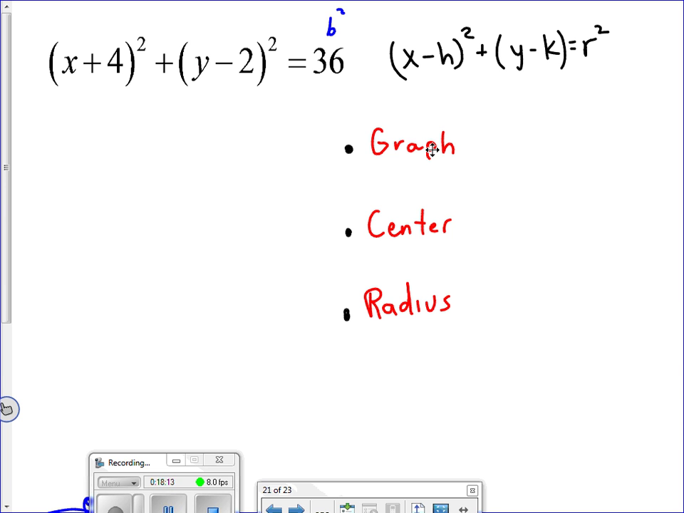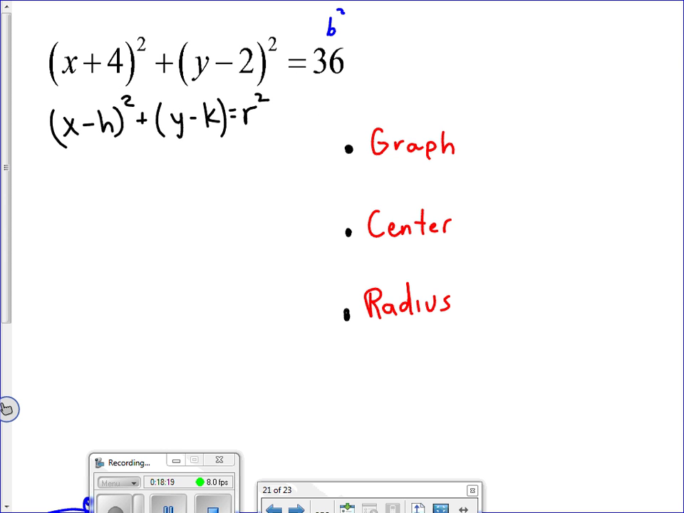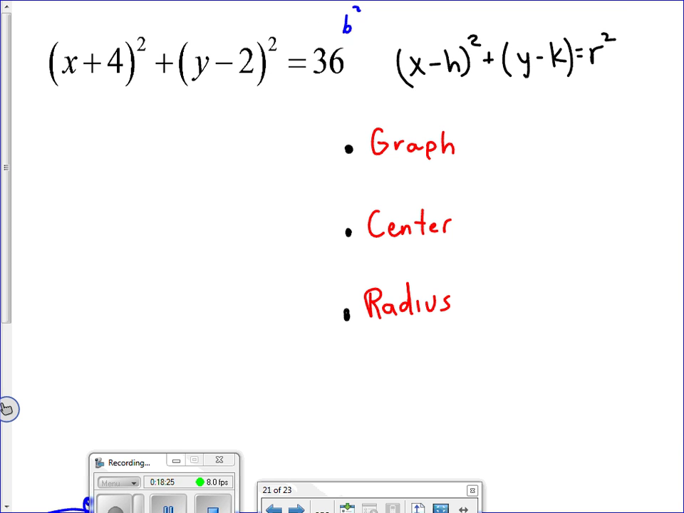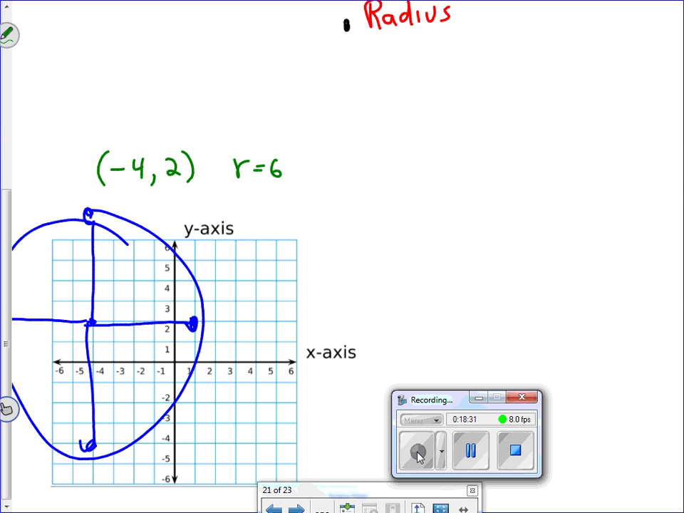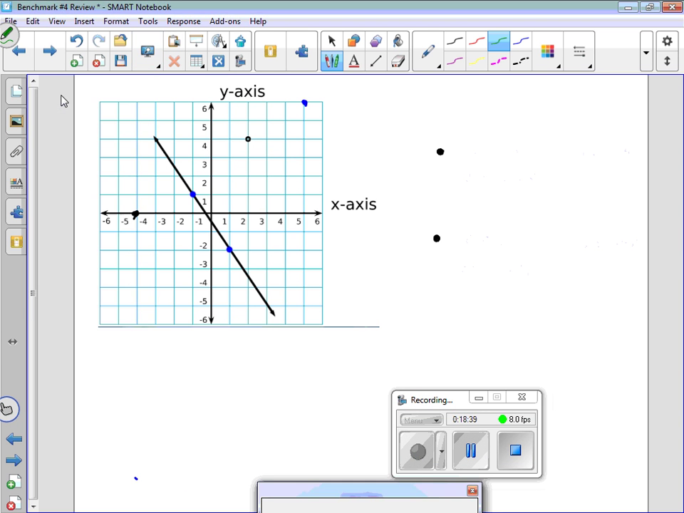Put me on pause, see if you can do that. Keep in mind that the standard equation for a circle is of the form x minus h, y minus k, and then the radius is being squared there. And I've given you a hint what's going on there by accidentally leaving that 6 squared there. And there you have it. All right, here's your next problem.